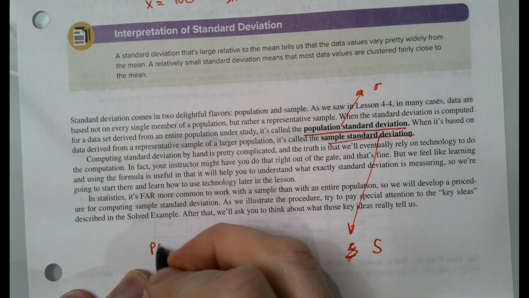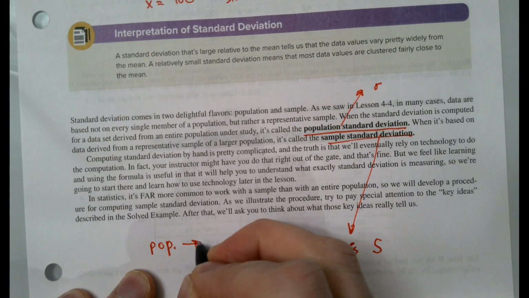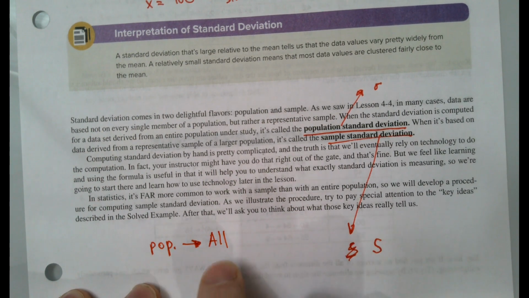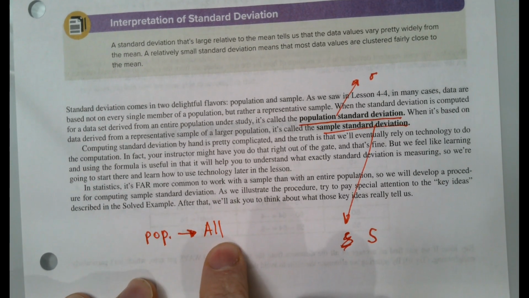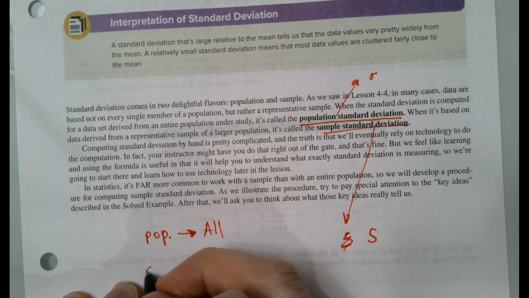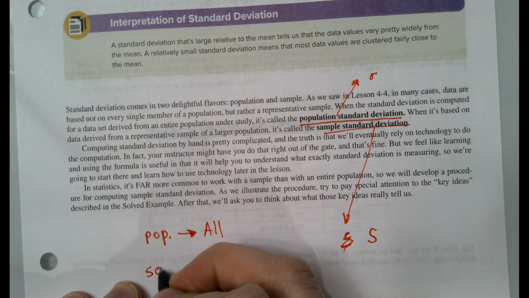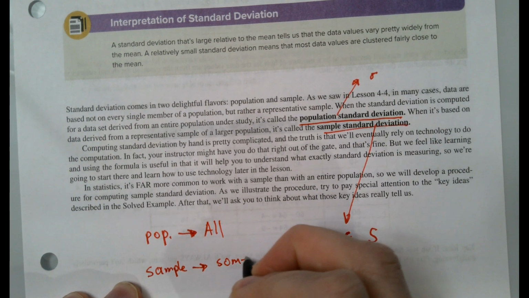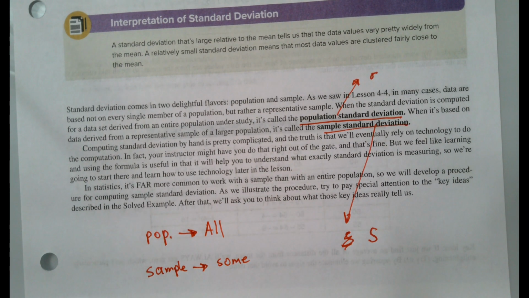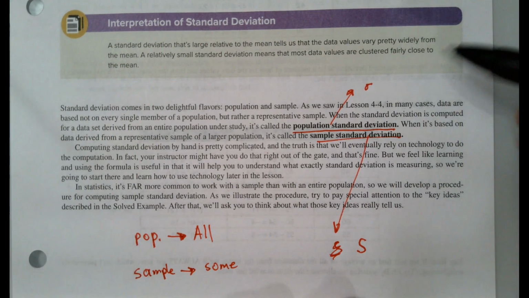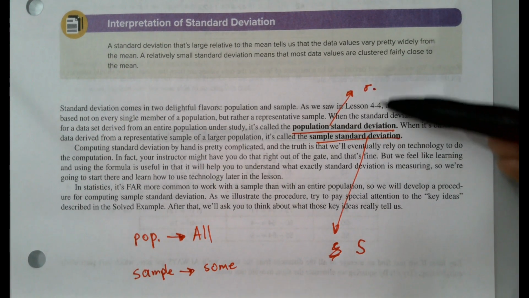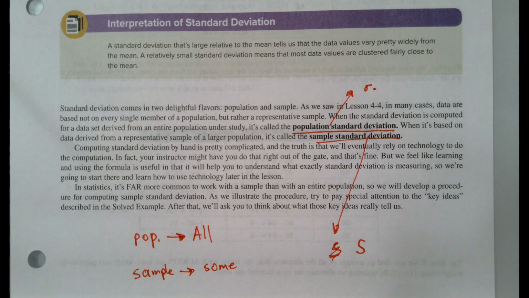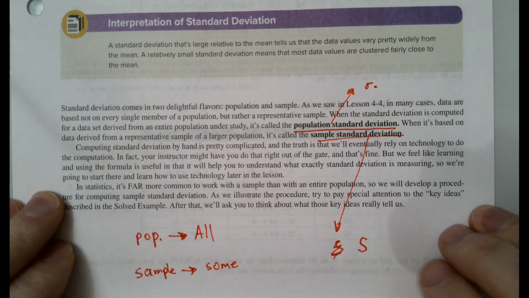So remember, for population, you're thinking about the word all. Does this data set contain all of the possible data values? And if we're talking about a sample, you're thinking, was this some of the possible data values? So you need the context clues to determine, should we be using the sigma formula in our calculation, or should we be using the s formula in our calculation?